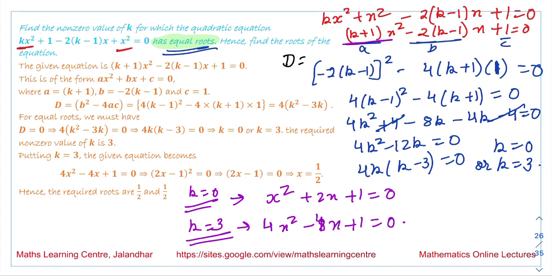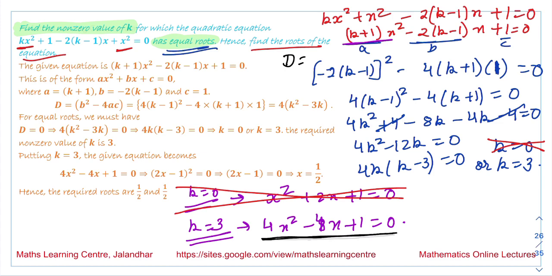Now what we are trying to find is the non-zero values of k. The non-zero value of k means that we are not interested in k is equal to 0, we are interested in k is equal to 3, and this is the equation we are talking about, and we now have to find the roots of this equation. It is 4x square minus 4x plus 1, so we are writing 4x square minus 2x plus 1 is equal to 0.